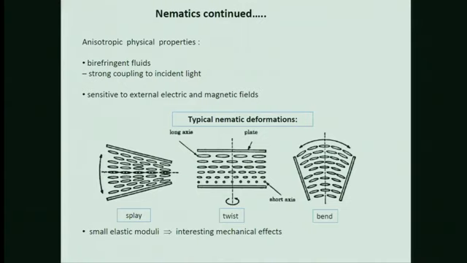So the question then is, what makes nematic liquid crystals so useful for optical applications or display applications? And the key word here is anisotropy. Basically, these nematic liquid crystals have preferred directions of molecular alignment. So they have directional physical properties. They have different physical properties in different directions.